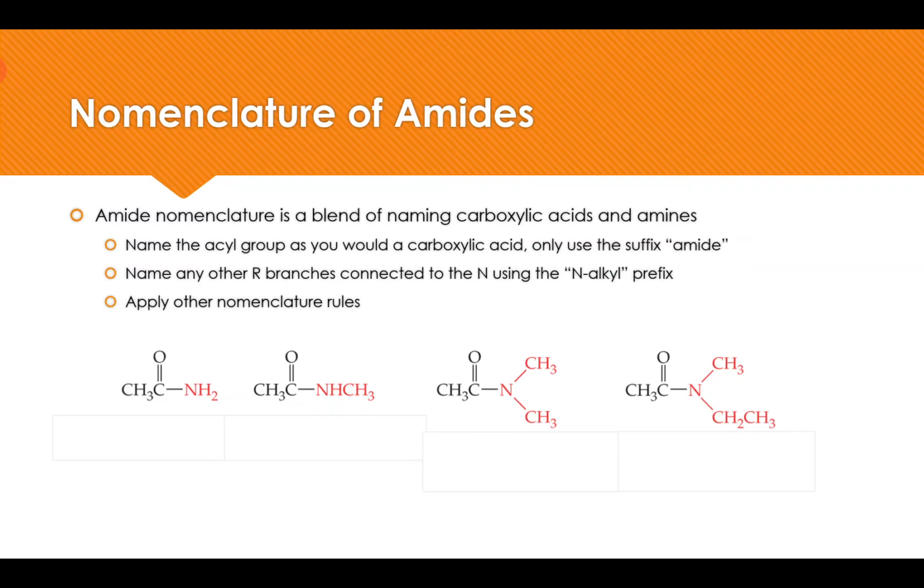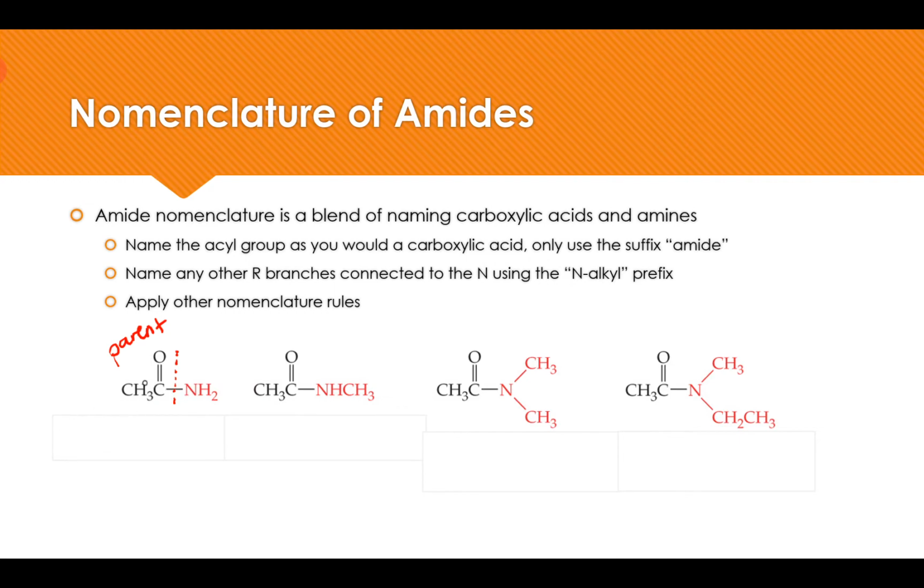Amide nomenclature is somewhat of a blend between carboxylic acids and amines. At least that's how I think of it. So when we name carboxylic acids, we draw an imaginary line between our carbonyl functional group and the amine part of our molecule. We are going to be naming this chain as our parent, and then we will name any substituents on here. And that's going to get the N, kind of like our amine name.